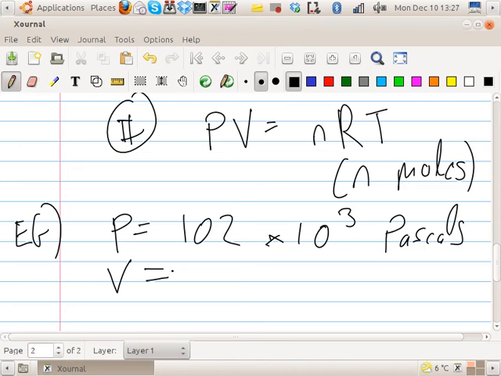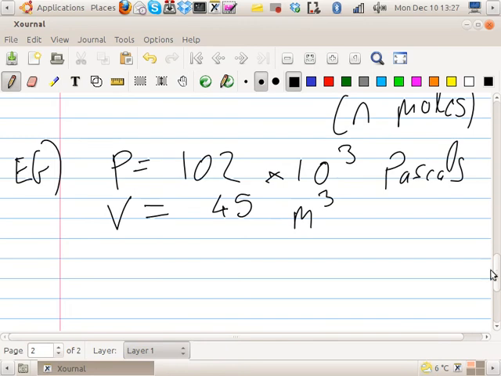1, 2, 3, 4, 5, 15, I don't know, 30 meters cubed? Would that be too big? Let's say it's 15 by 5. How big do you think that is? About 6? 4 by 2, 40, I don't know. We'll just say 45 meters cubed. We're trying to get the n. How many moles?